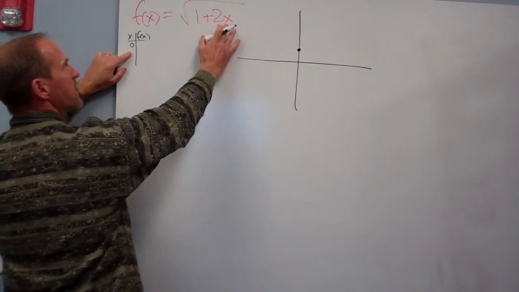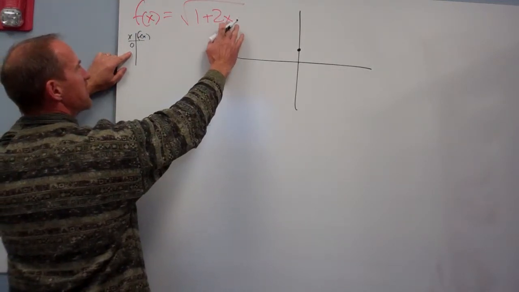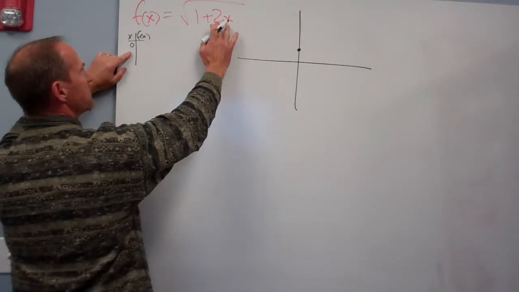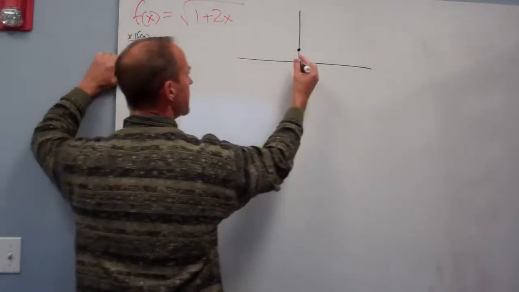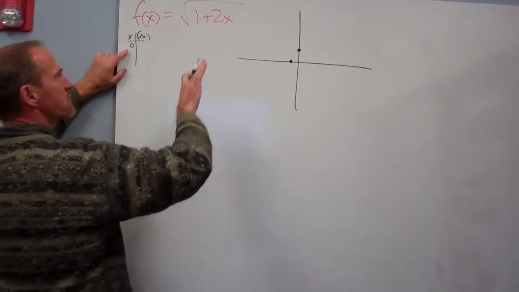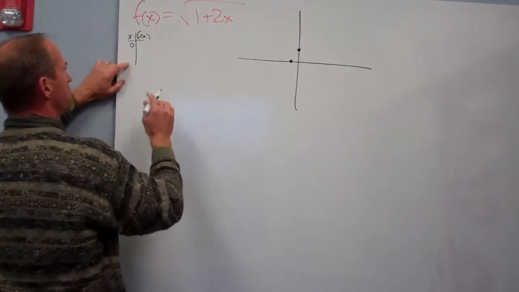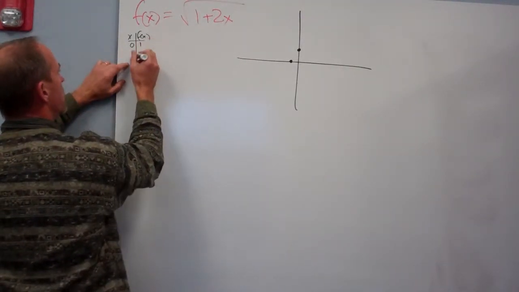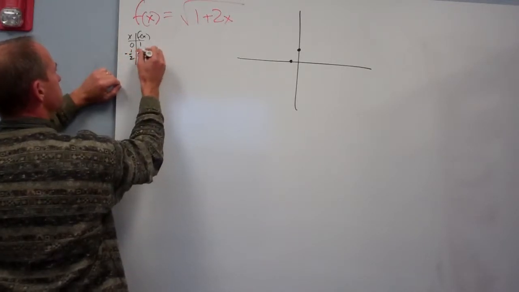What am I going to have to plug in so this is 0? Well, if I plug in negative 1/2, I get negative 1 plus 1, and that gives me 0. So negative 1/2 is right there. And you know that square roots kind of just go up and over to the right. So let me do another point.